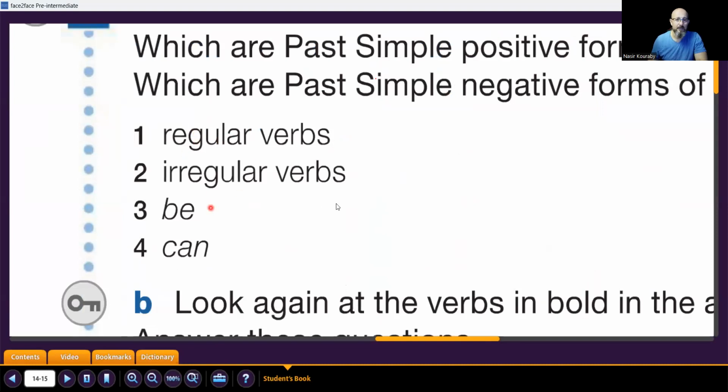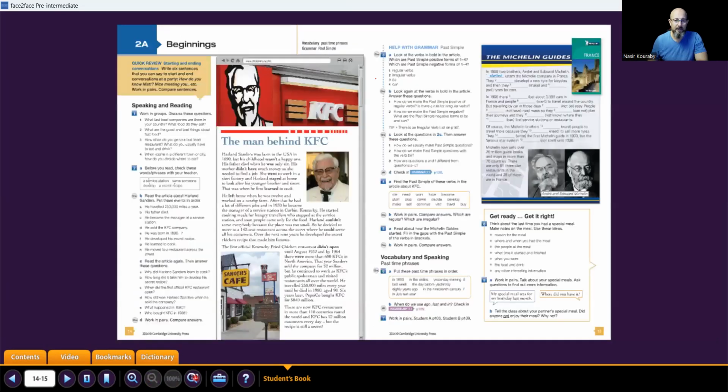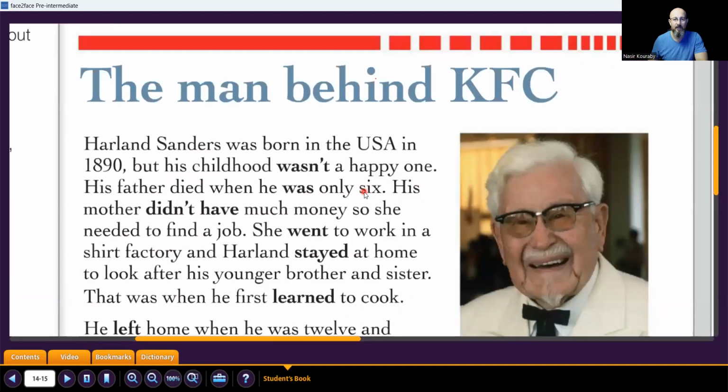Regular verbs, irregular verbs, be and can. They are all in past simple. What are the regular verbs in past simple, irregular verbs in past simple, form of be and can? Let's go here again and start together. So wasn't is be negative, okay? Was, be positive. Didn't have is negative past simple, okay?